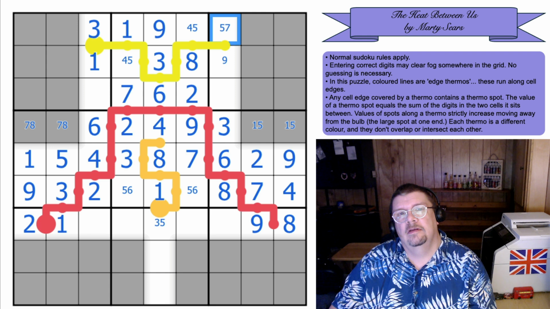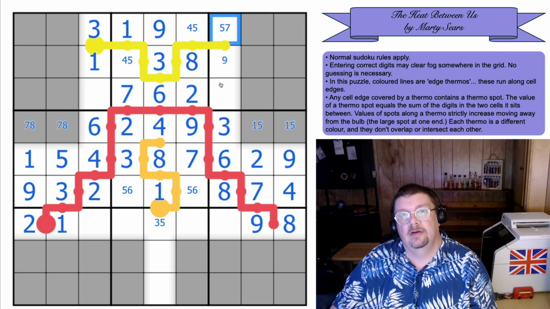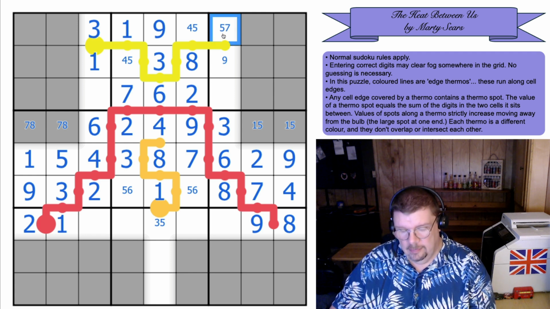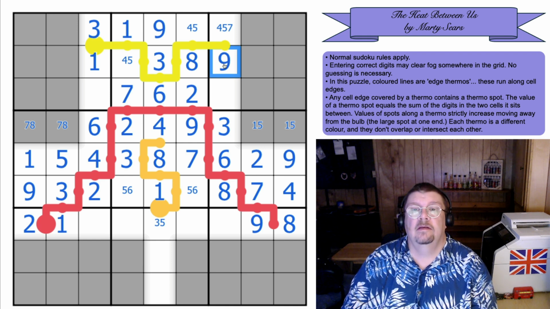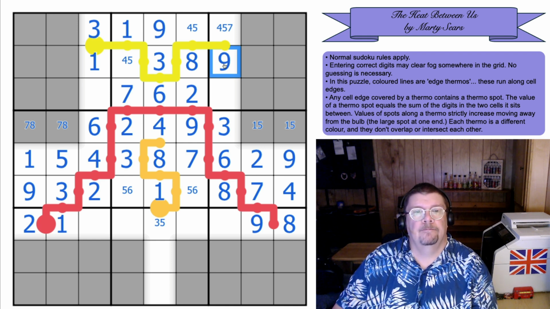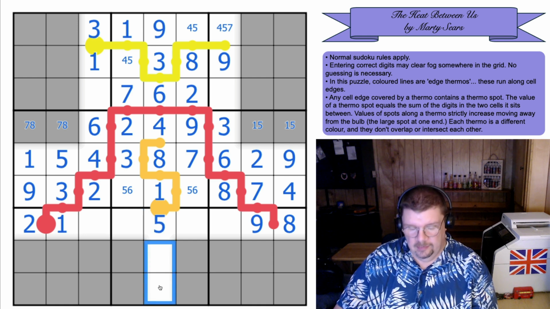And 13, yeah, if that's 12, this could be 13. 13 would be 9, 4, 8, 5, which it can't be, or 7, 6, which it also can't be. So that could be a 4. But either way, that's a 9. Okay. All right, this 3 makes that a 5. We get a 2, 7 paired here.